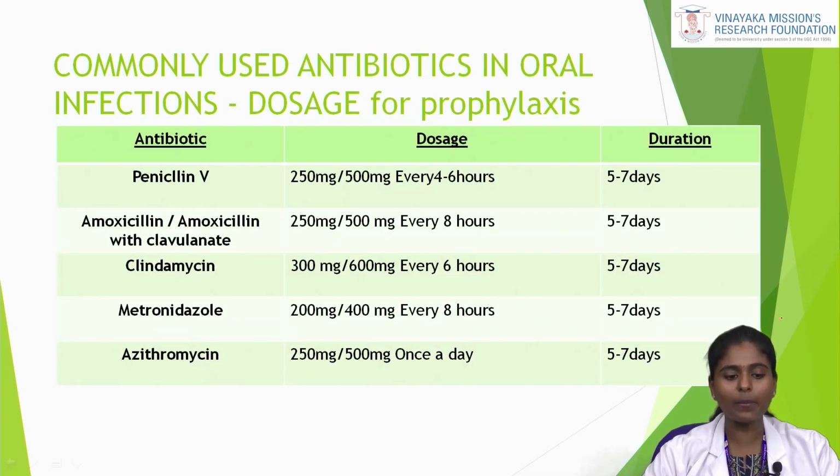The commonly used antibiotics in oral infections, that is the dosage for prophylaxis, are penicillin V 250 to 500 mg 4 to 6 hourly for 5 to 7 days, amoxicillin or amoxicillin with clavulanate, that is Augmentin, 250 to 500 mg every 8 hours for 5 to 7 days, clindamycin 300 to 600 mg every 6 hours for 5 to 7 days, metronidazole 200 or 400 mg every 8 hours for 5 to 7 days, followed by azithromycin 250 to 500 mg once daily for 5 to 7 days.